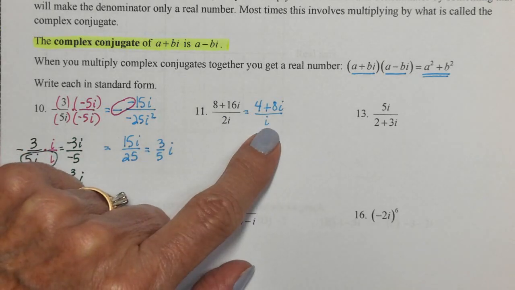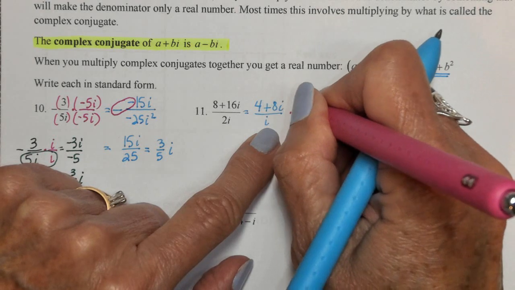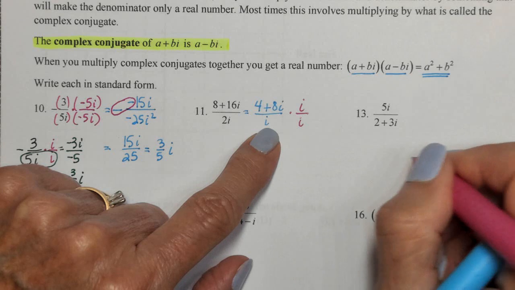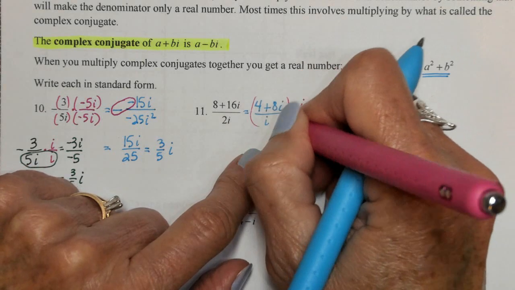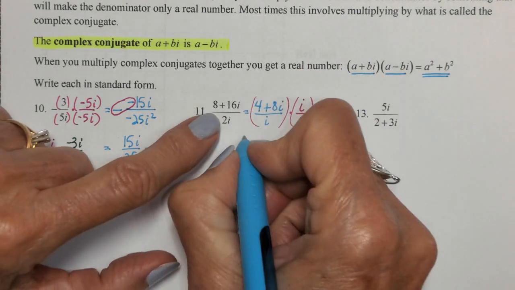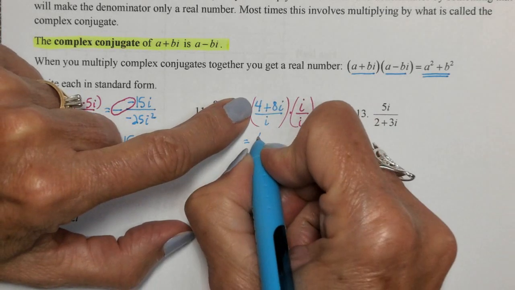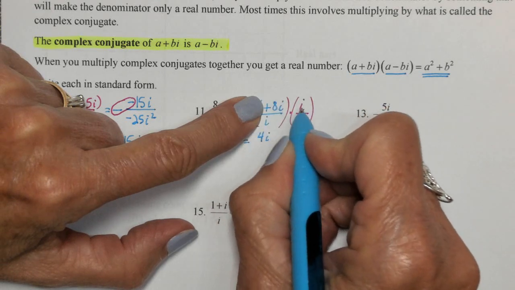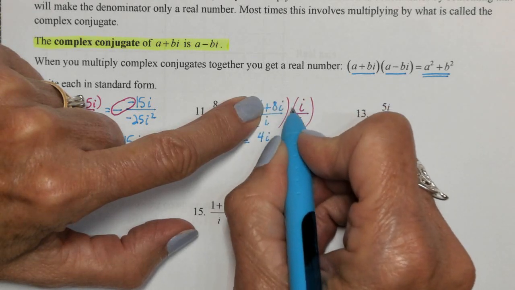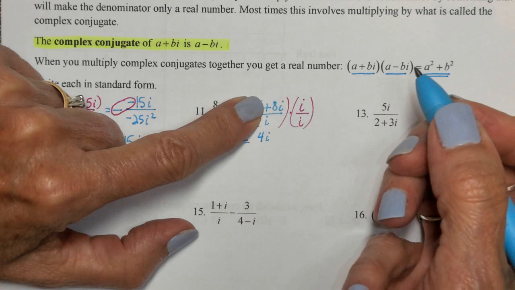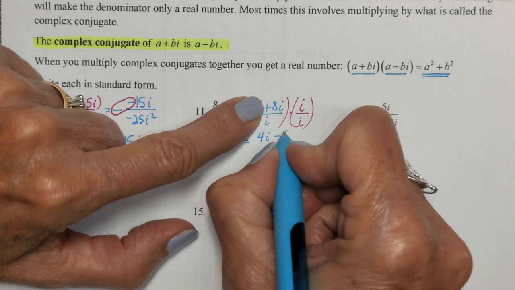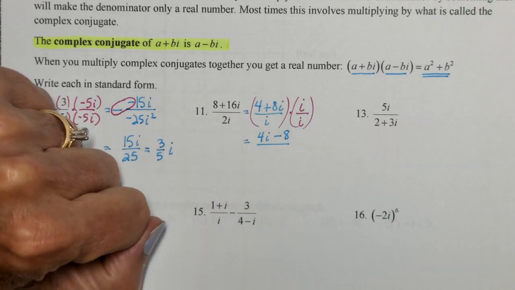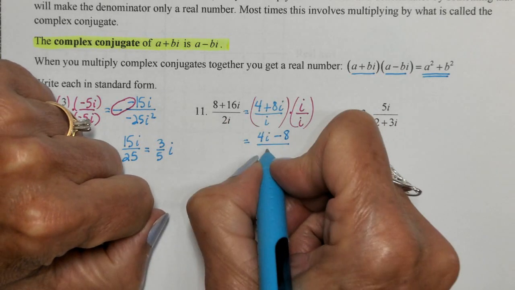Now I have an i in the bottom. I'm going to multiply by i over i, or you could multiply by negative i over negative i. Either way is fine. So up on the top, we'll have 4i plus 8i squared. Well, i squared is negative 1, right? So this is going to be a negative 8, all divided by i squared. And i squared is negative 1.